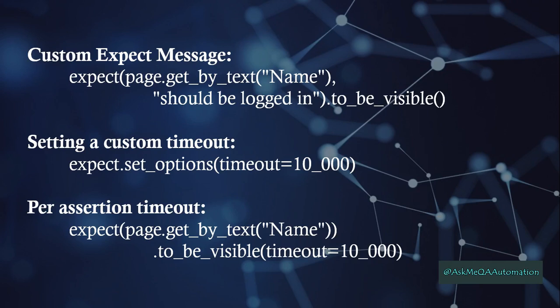Setting a custom timeout. By default, expect will wait for 5 seconds to meet the expectation of the assertion. If you want to set the time of all assertions, by using set options, we can modify. So the syntax of set options is like this. Set options within bracket timeout equal to the time. So if you wanted to set 10 seconds, then 10,000 we have to specify with underscore. So 5 seconds means 5,000, we have to specify 5 underscore 3 zeros like that.